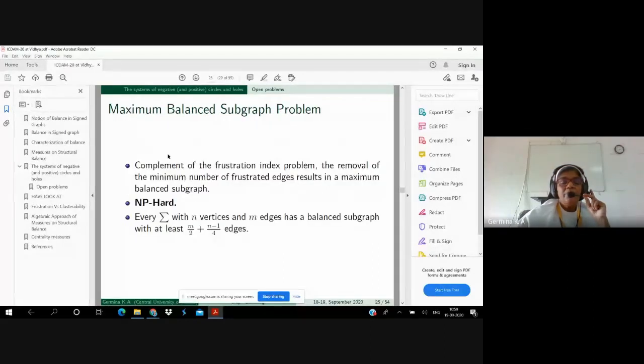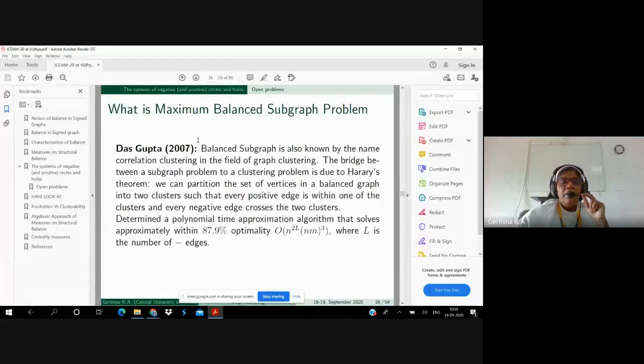So I want to mention some such problems which he mentioned in his paper. Complement of the frustration index problem, that is, removal of the minimum number of frustrated edges results in a maximum balanced subgraph. Actually, it is NP-hard to decide, but for small networks, of course, you can think of it. Every sigma with n vertices and m edges has a balanced subgraph with at least m over 2 plus (n minus 1) over 4 edges. Actually, what is this maximum balanced subgraph problem? We should be a little more aware of that.